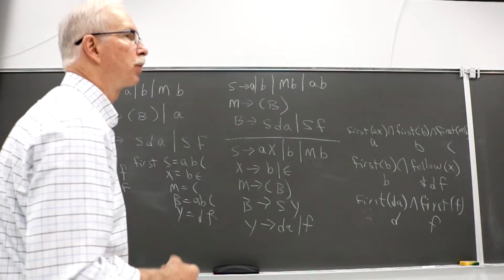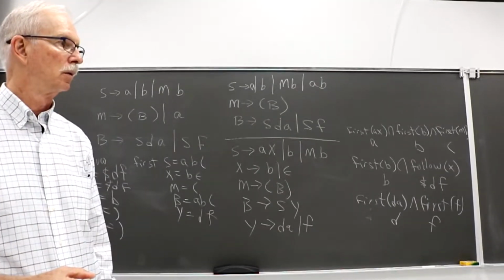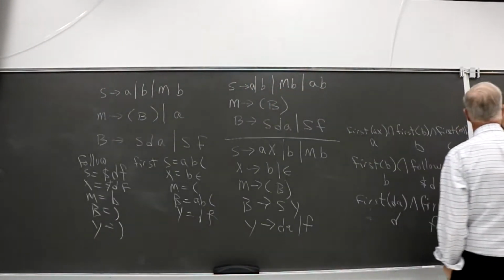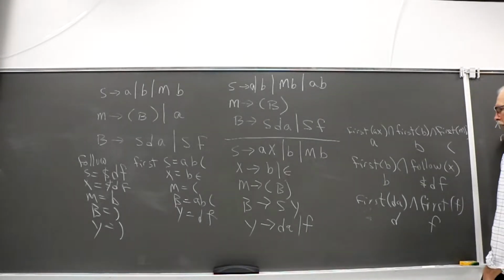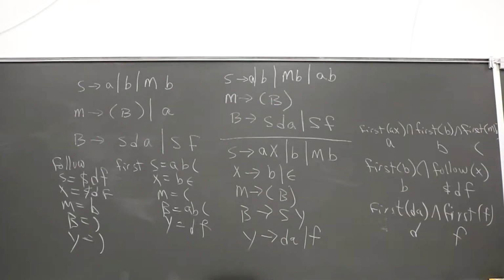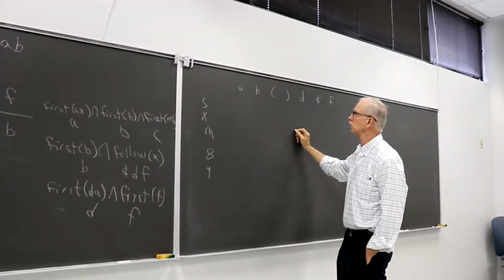So now I promised you an additional example on Thursday, and so let's do this. And so we have S, X, M, B, and Y. And we have A, B, paren, D, dollar, F. So I've got all of my terminals.